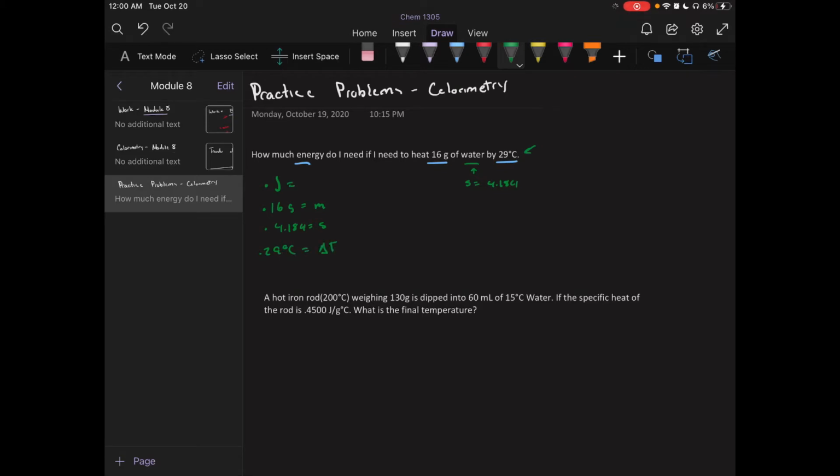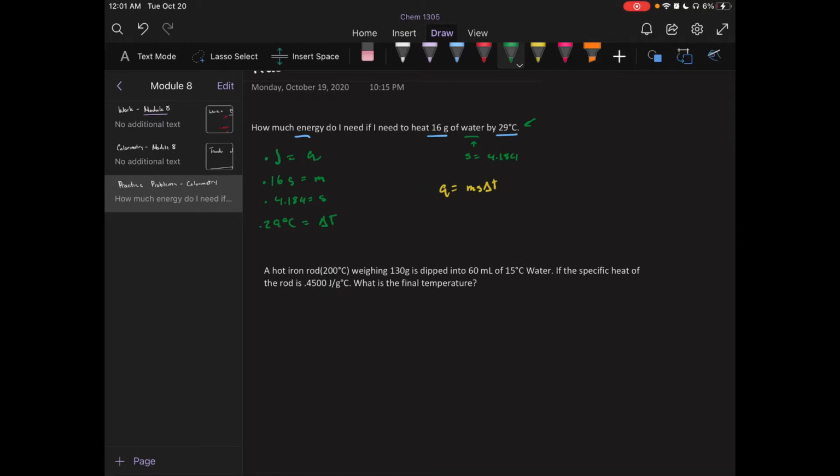Okay, cool. So we have J, which is also known as Q, and we have our MSAT equation. So Q equals MSAT. What we can do is just plug everything in. We have 16 times 4.184 times delta T, which is 29. When you multiply that out together, you should get 1941.38 joules. All right, makes sense?